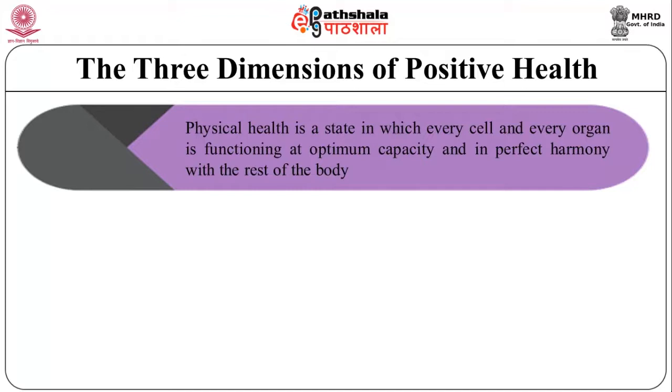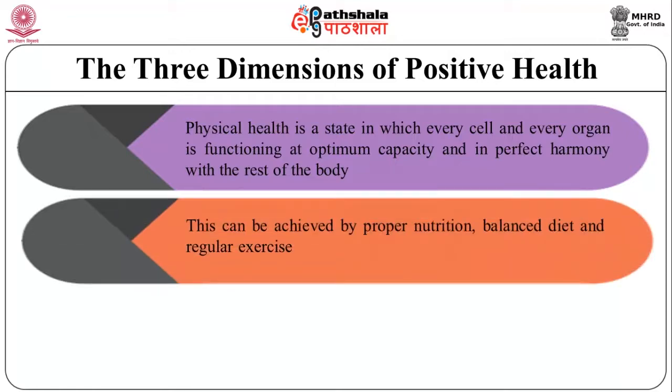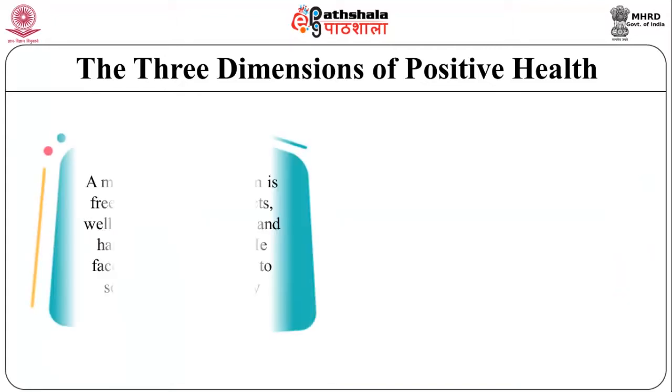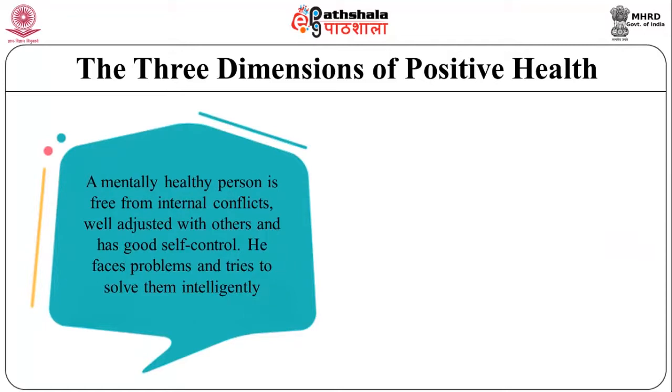Physical health is a state in which every cell and every organ is functioning at optimum capacity and in perfect harmony with the rest of the body. This can be achieved by proper nutrition, a balanced diet, and regular exercise. On the other hand, mental health is a state in which the individual feels a sense of perfect well-being and of mastery over his environment. A mentally healthy person is free from internal conflicts, well adjusted with others, and has good self-control. He faces problems and tries to solve them intelligently.